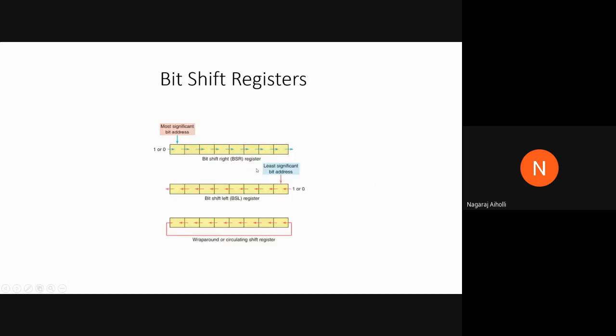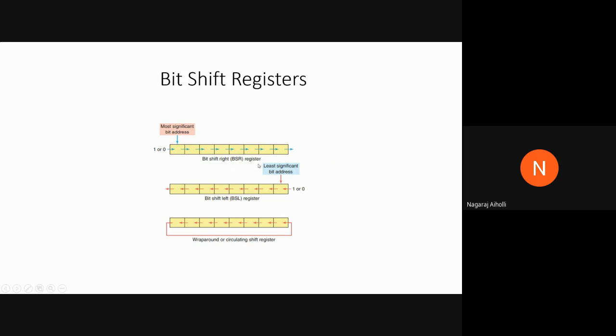This is the bit shift register. Here we have the data moving in the right direction. The bit, 1 or 0, is shifted in at the most significant bit. We are shifting the bits in the right direction. This is called the BSR register, or the bit shift right register.